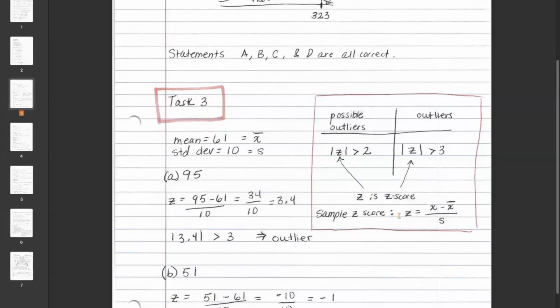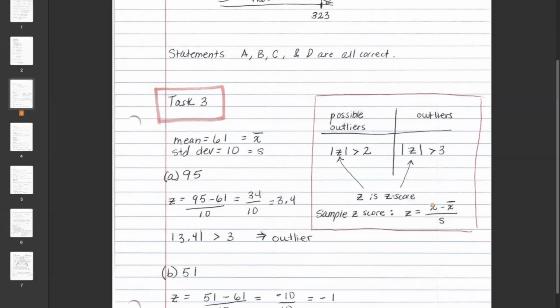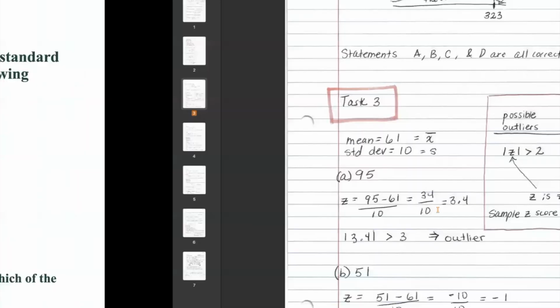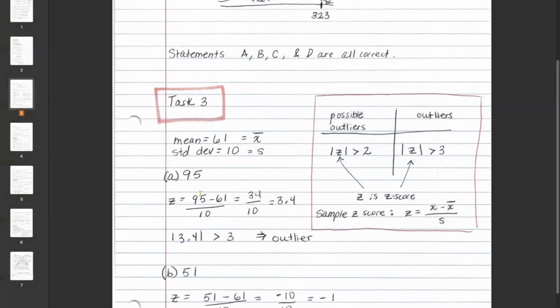A sample z-score is calculated by taking our value, which I'm referring to as x. If that was confusing, this x here is the value that we're interested in. So for each of these values, 95, 51, 63, and 70, each time we calculate their z-scores, that individual number is going to be put here. And then we have our x bar, which is our mean, which we were given as 61, and the sample standard deviation, s, which we were given as 10.